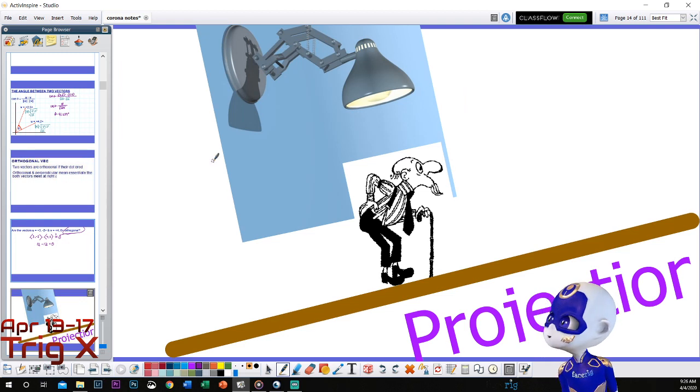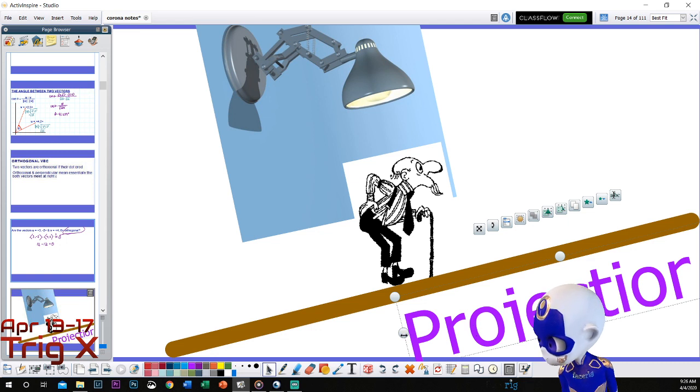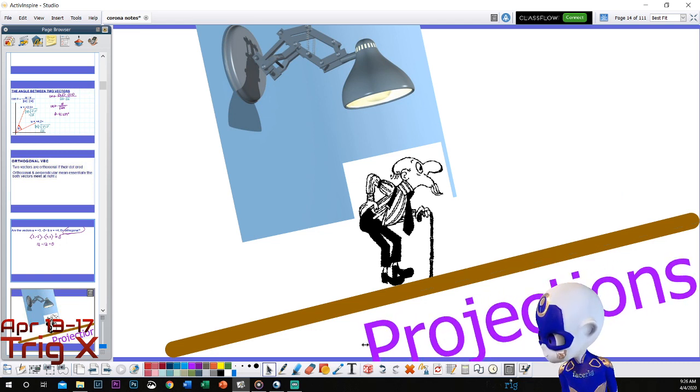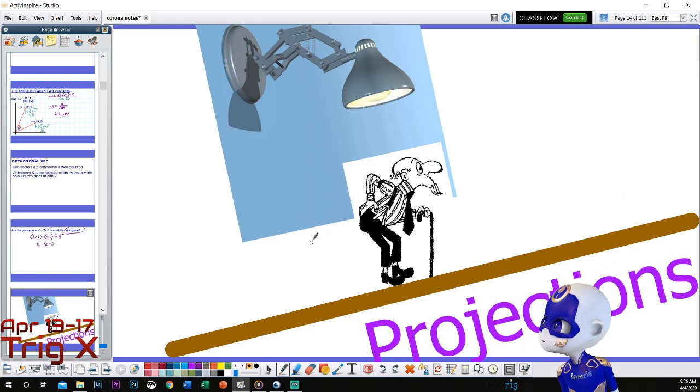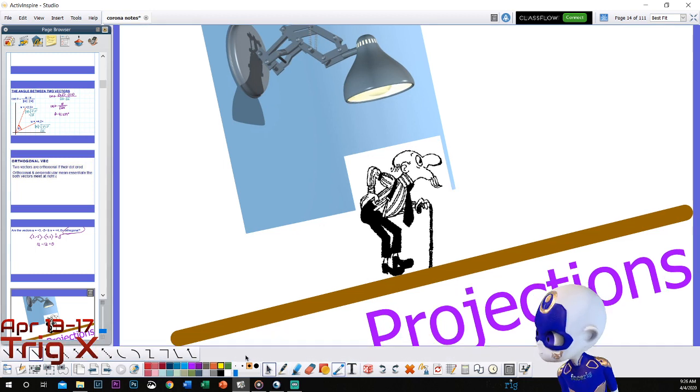Now projections. It really is supposed to say projections. There we are. All right, so projections. This is going to be kind of a tricky one to think of, but I have an analogy that's going to make your life a little bit easier.